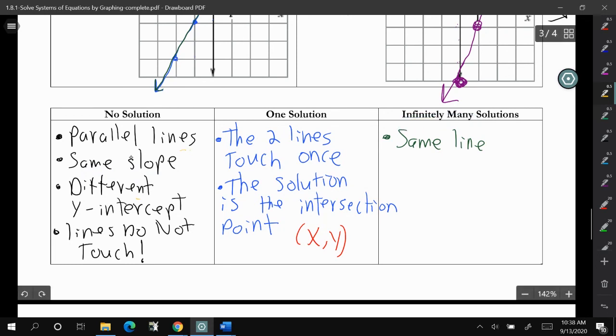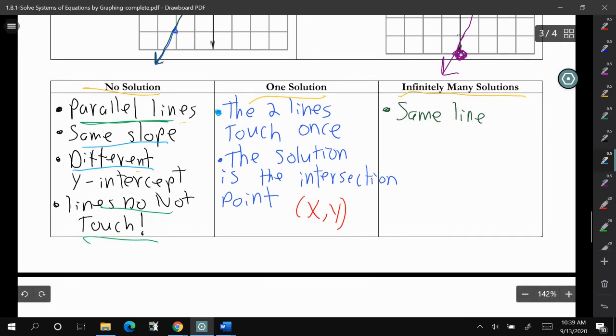So you can tell if we have no solutions, one solution, or infinitely many solutions based on the graph. No solutions, the lines are parallel, which means they never touch. In the equation, they'll have the same slope, but different y-intercept. One solution, the two lines touch exactly one time, and the solution is the intersection point, written as an ordered pair. So it must be written x comma y, and your x and y values would be the coordinates of the intersection. Infinitely many solutions, that happens when you have the exact same line.